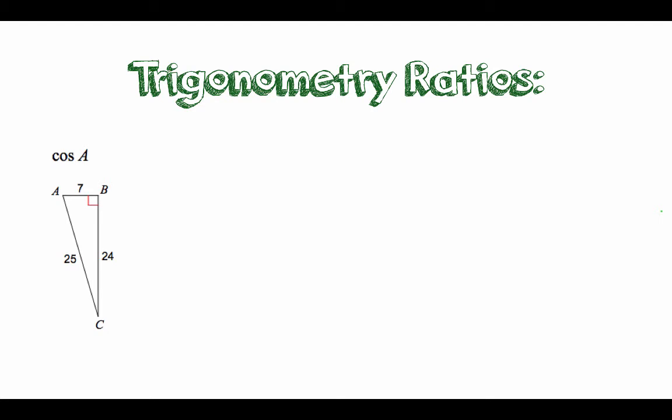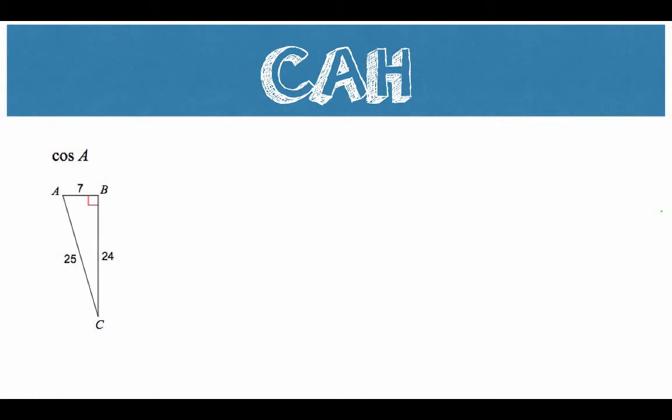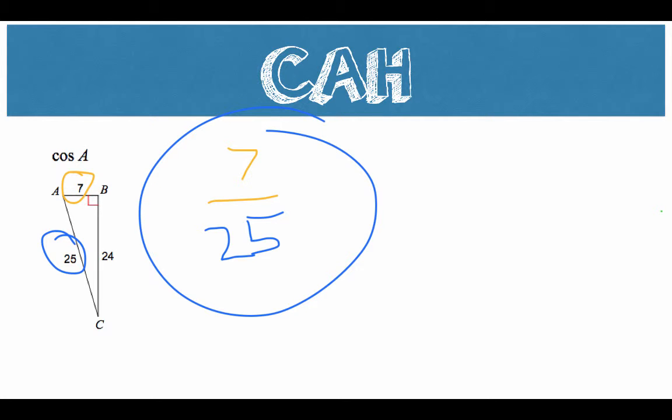Looking at the next one, it's a cosine problem, which means that we are going to deal with our CAH part. All right, so we're going cosine A, so we need the adjacent side of A over the hypotenuse. Adjacent, 7 over the hypotenuse, 25. I cannot simplify that. I am done once again.